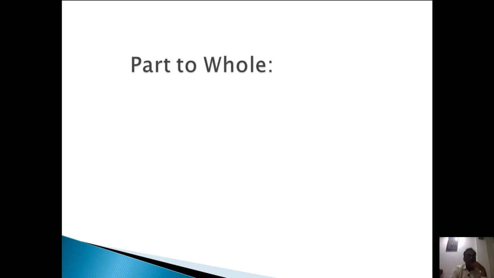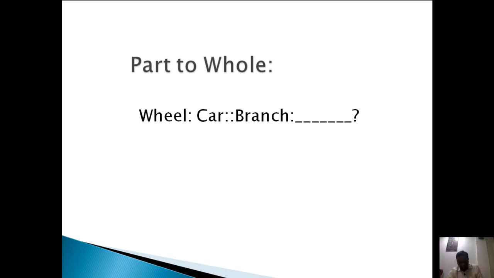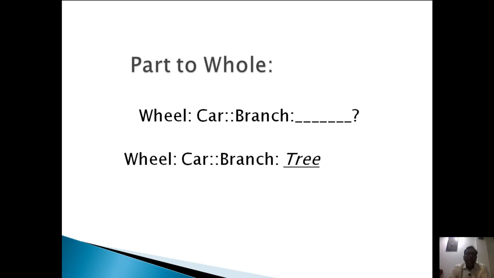Now we'll discuss the examples of part to whole. Wheel equal to car, you can see, wheel equal to car, then branch equal to, what should it be? Getting? I know you all got the answer. Let's check. Branch equal to tree. The question was, wheel equal to car and branch equal to tree. Because we are discussing this category, which is part to whole. So wheel is one part of car. In the same way, branch is one part of tree.